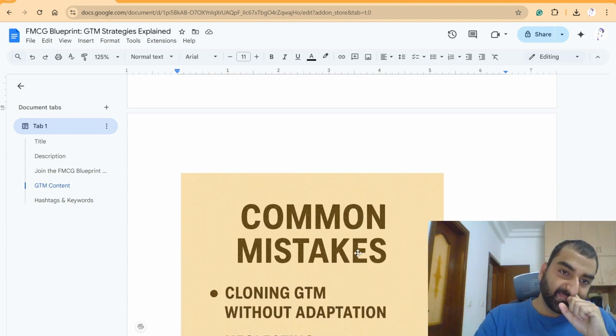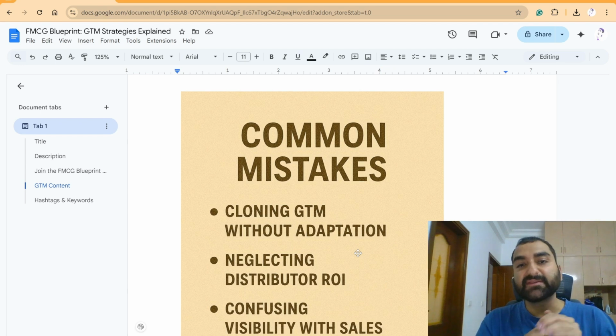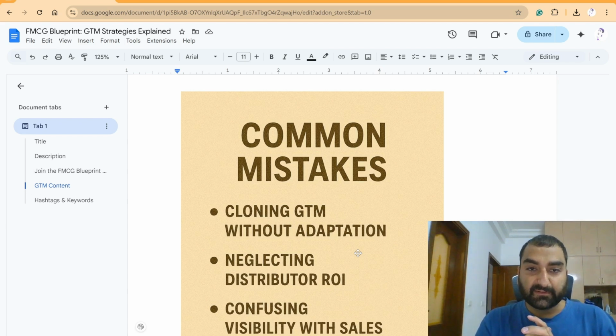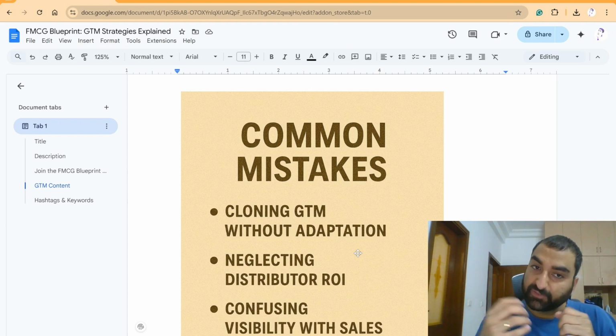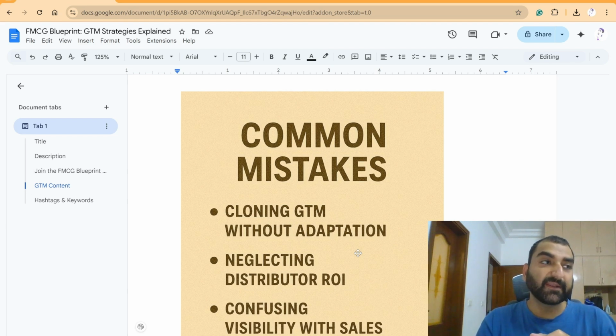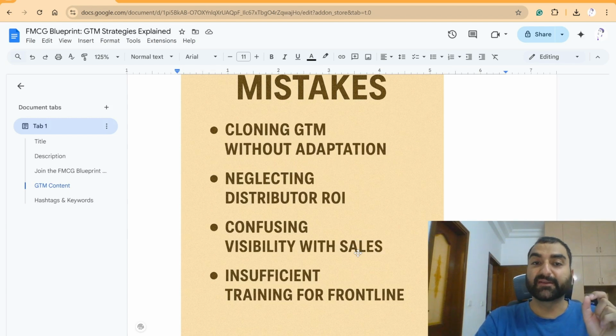Right? So the last part of the topic is common mistakes that we make while adopting any GTM strategy. Initially, if you look at any GTM model, it might look like the perfect model and you go directly into it. But do not just clone any GTM model. Try to create your own go-to-market strategy, right? Rather than cloning what already exists. Second thing, your distributors are your first set of customers. If your distributor ROI is getting depleted, you need to check what is not working, and you need to ensure that distributor ROI is not getting neglected.